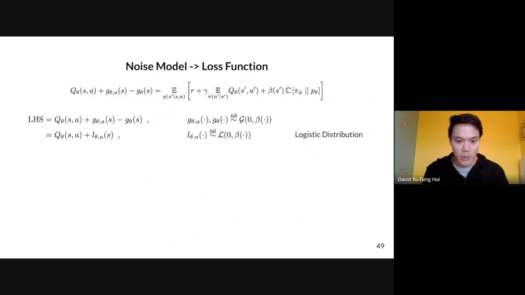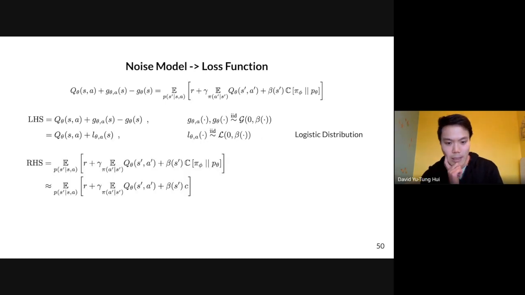What we can do is simplify this, first for the left-hand side. We can make use of a really nice identity, which is that the difference of two Gumbel distributions from the same distribution is actually that of a logistic distribution. Because these two distributions are heteroscedastic, or state-dependent, the logistic distribution we end up with is also state-dependent.